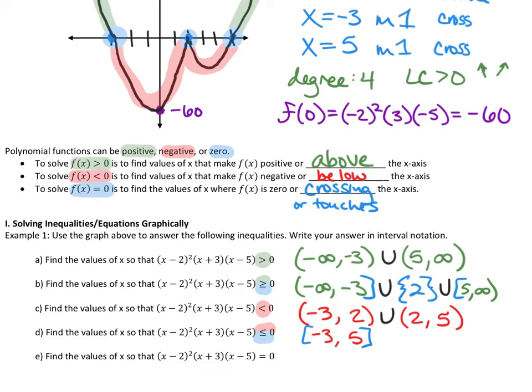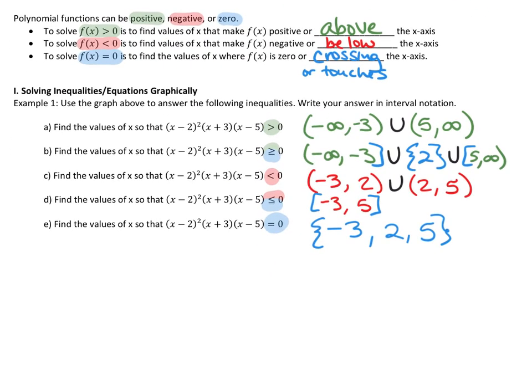Part E is a simple equation. We want to know where it is exactly equal to 0. There are 3 points we found where it is equal to 0, so we just put them in a set. The 3 points that it's equal to 0 are at -3, at 2, and at 5. There's my set of numbers where it is exactly equal to 0. And I'll scoot it up because I know some of you can't see behind people's heads.